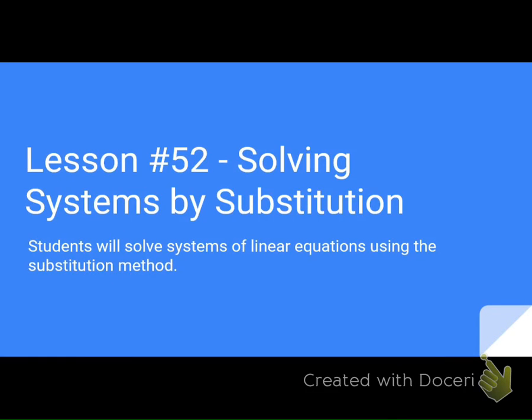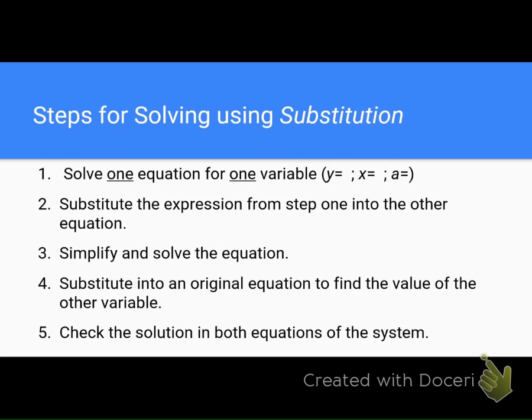All right, today's lesson is lesson number 52. This is solving systems using substitution. So we are solving systems of linear equations, which means we're looking for the point where two lines intersect. These are the steps to solve using this method.